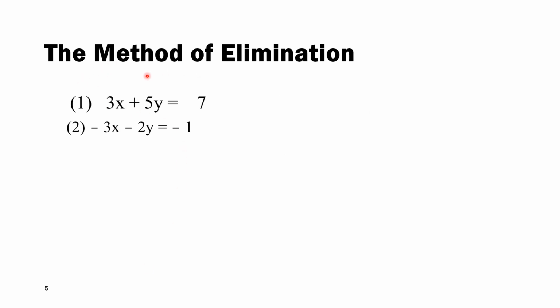Now, let us solve this one by elimination. By just looking at it, here we can eliminate the 3x directly because it's already negative, and then 5 minus 2 is 3. Copy the variable y, and then 7 minus 1 is 6. Divided by 3. So we have y equals 2, because 6 divided by 3 is 2.